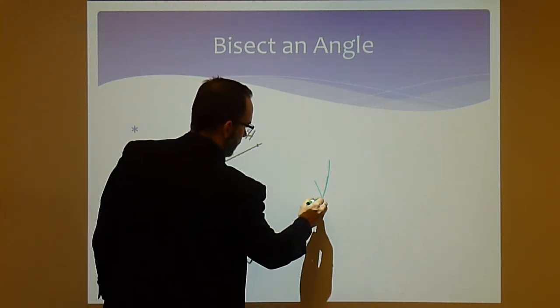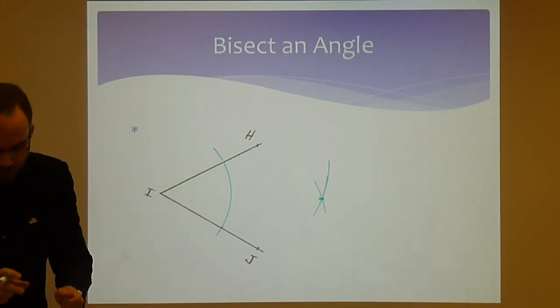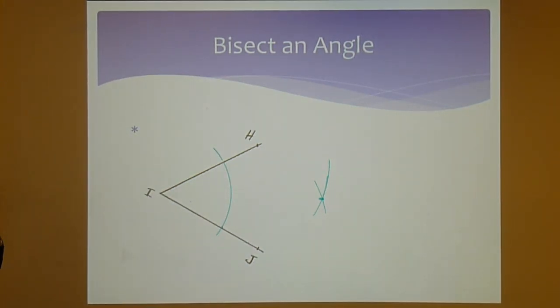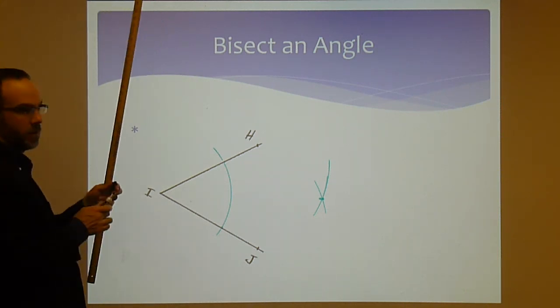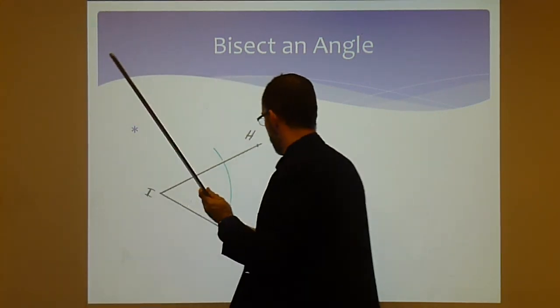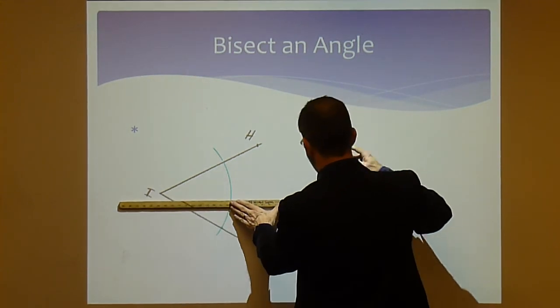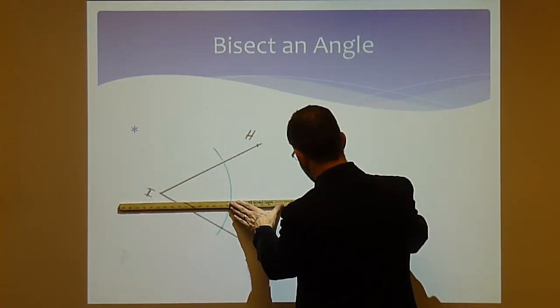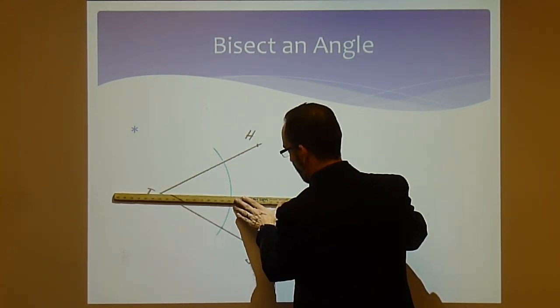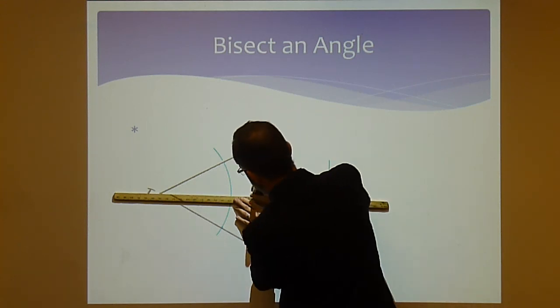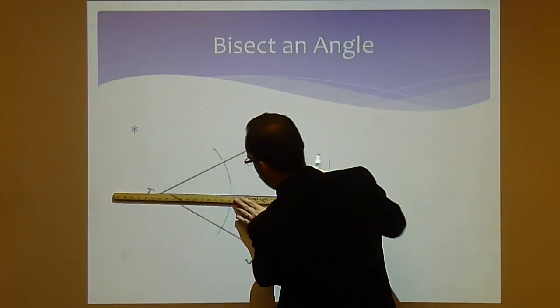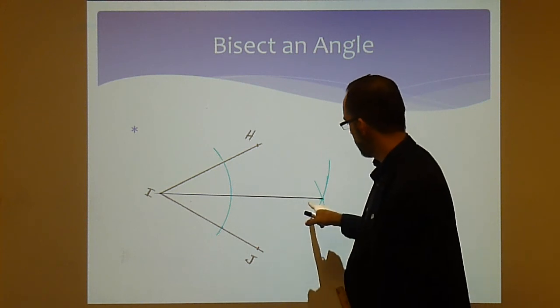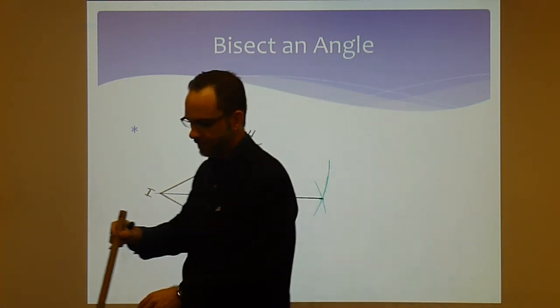And this now is the point that I'm interested in. If I take that point, and if I draw it into the vertex, I'll have my ray that will then cut this angle into 2 equal pieces. Like that. So this is the line that bisects the angle.